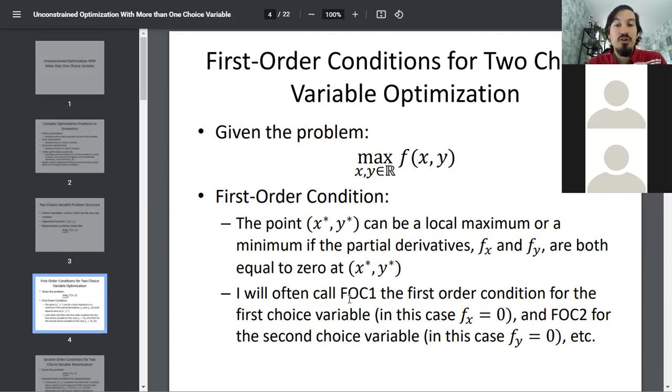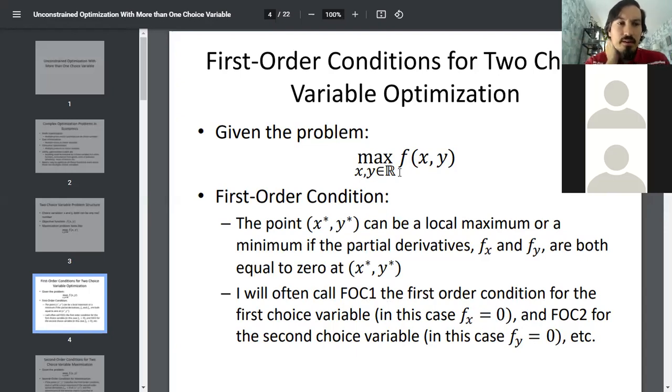Just for clarity, sometimes I will call FOC1 the first order condition for the first choice variable. In this case, they're listed x first, then y. So FOC1 in this case is simply that the partial derivative of f with respect to x is equal to 0. That's what I mean by FOC1. And if I say FOC2, of course, that means for the second choice variable, the partial derivative of the objective function with respect to that variable is equal to 0. In this case, f sub y equals 0. I say in this case because it won't always be x and y. In this case, x and y are the choice variables, but it could be anything.